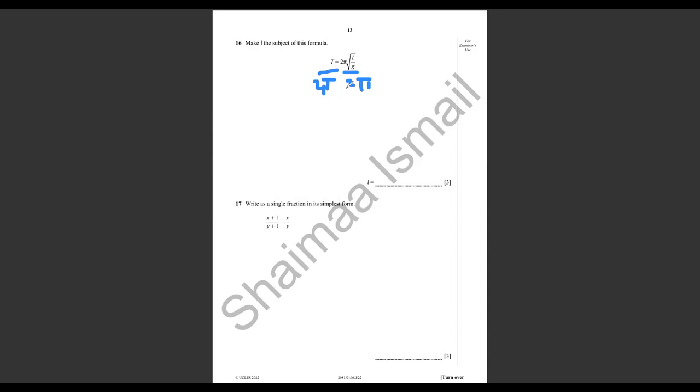T over 2 pi equals the root of L over G. You must get rid of the root. He tests how you can use squared numbers, how we can remove the root. We remove the root with squares. So we square both sides, power 2, to remove the root.